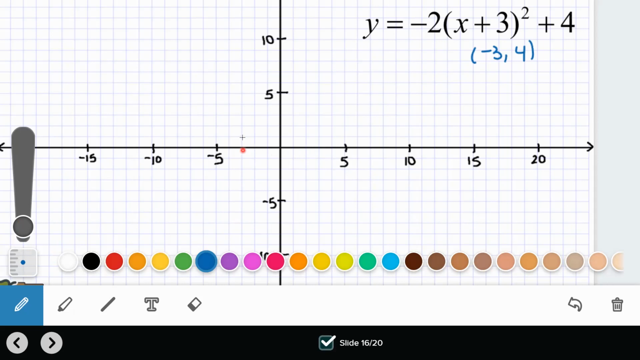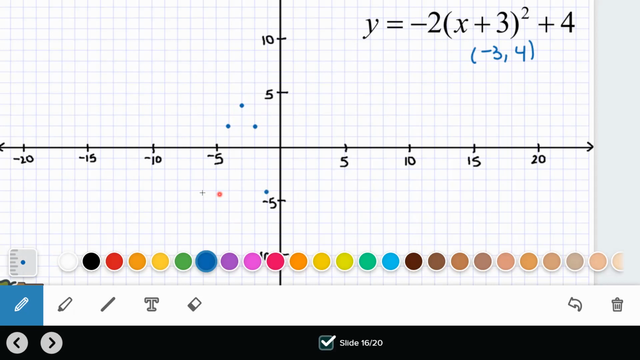So -3, 4. And then this is going to open down. So I'm going to go over 1. 1 squared is 1, double that, and make it negative. So I go down to -2. I go out 2, 2 squared is 4, double that. Basically, I'm timesing it by -2. So it's going to be -8. So 1, 2, 3, 4, 5, 6, 7, 8.